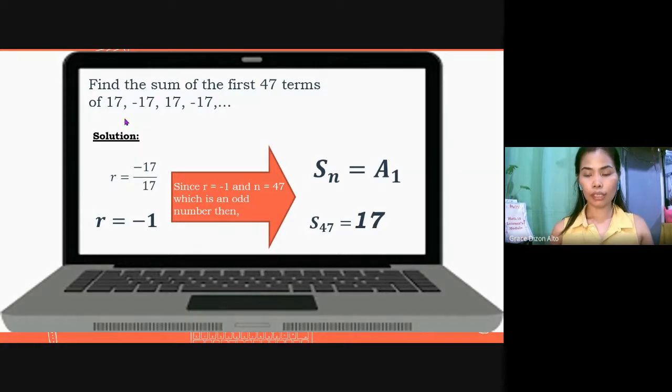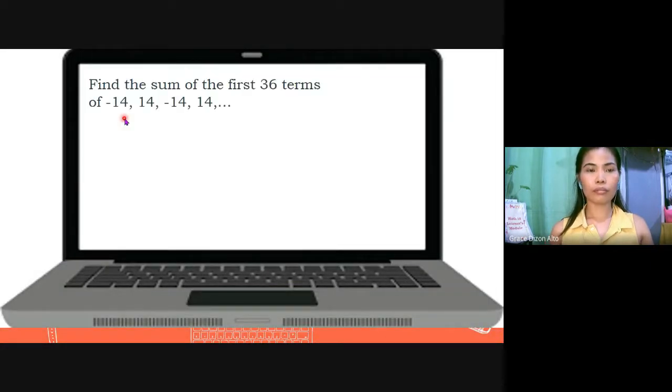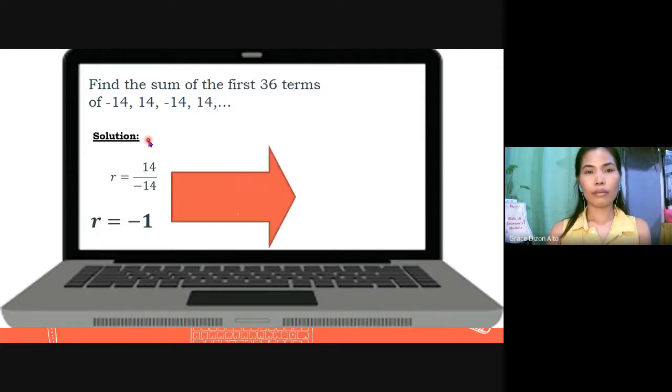Okay, so let's proceed. Find the sum of the first 36 terms of -14, 14, -14, 14, and so on. By using the formula for the common ratio, we get -1 as our common ratio. So it's either rule number 3 or rule number 4. For that reason, our n is even.